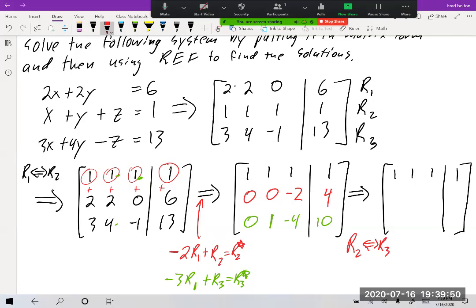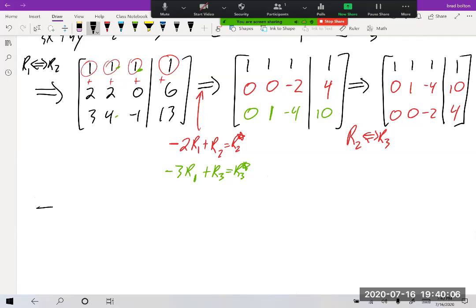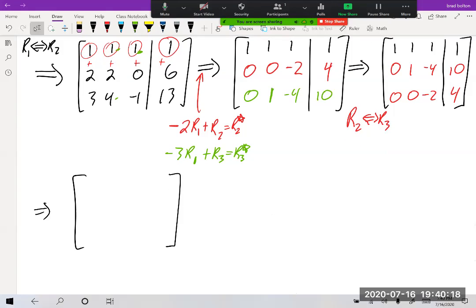So this will now become 0, 1, -4, 10. And then this will become 0, 0, -2, 4. Okay. Now we got to go again. So we're going to go again. And now we have a 1 here with zeros below. So we're okay. That's not too bad.